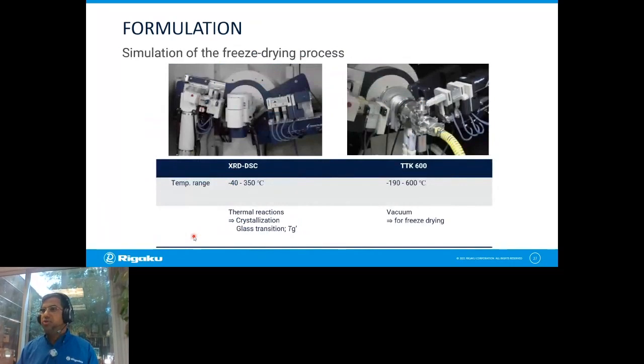So two methods I want to point out here. Again, we discussed in detail XRD-DSC, which is able to see these changes, especially during freeze drying, -40 to -350 degrees centigrade, as I showed in the slides, and I'll show one more: thermal reaction, crystallization, glass transition. And using our TTK 600 from -190 to 600 degrees centigrade, this is essentially very good for the freeze drying method, and also in vacuum, you can see the presence or disappearance of polymorphic forms.